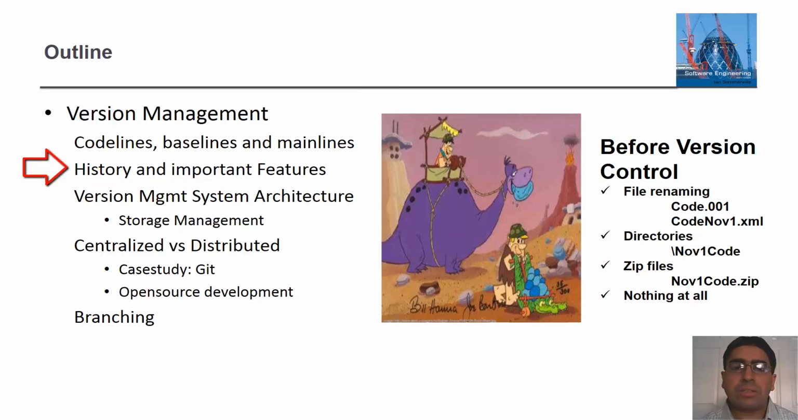Today we will trace the long history of version control systems and examine their important features. We will talk about architectures, taking the Git version control system as a case study.